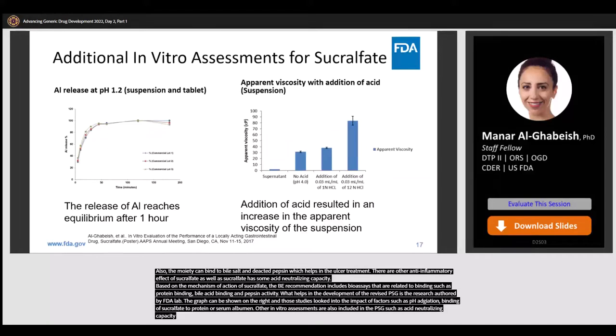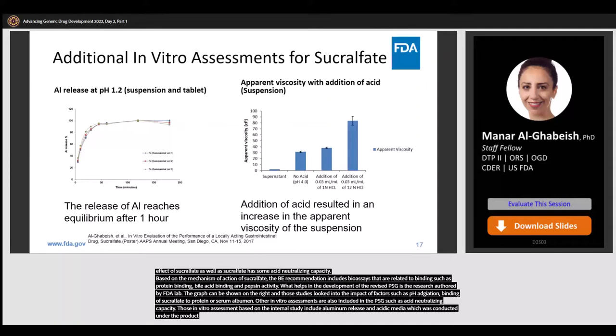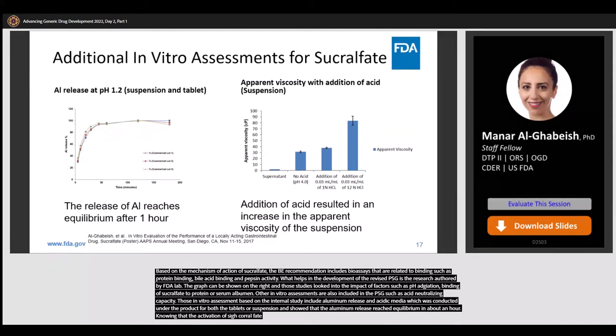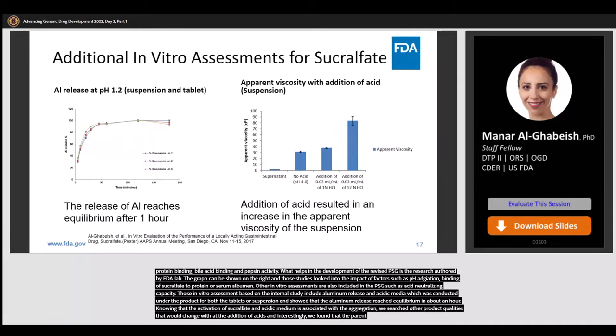This in vitro assessment that was based on the internal studies includes aluminum release in acidic media, which was conducted on reference products for both the tablets and suspension, and showed that the aluminum release reached equilibrium in about an hour. Knowing that the activation of sucralfate in acidic medium is related to its effectiveness and is associated with aggregation, we searched for other product properties that would change with the addition of acid. And interestingly, we found that the apparent viscosity of sucralfate suspension and the sedimentation rate do increase with the addition of acid.